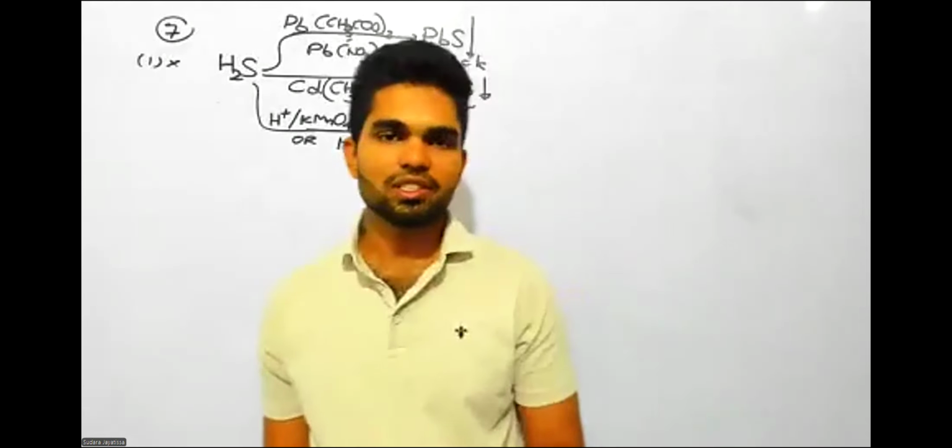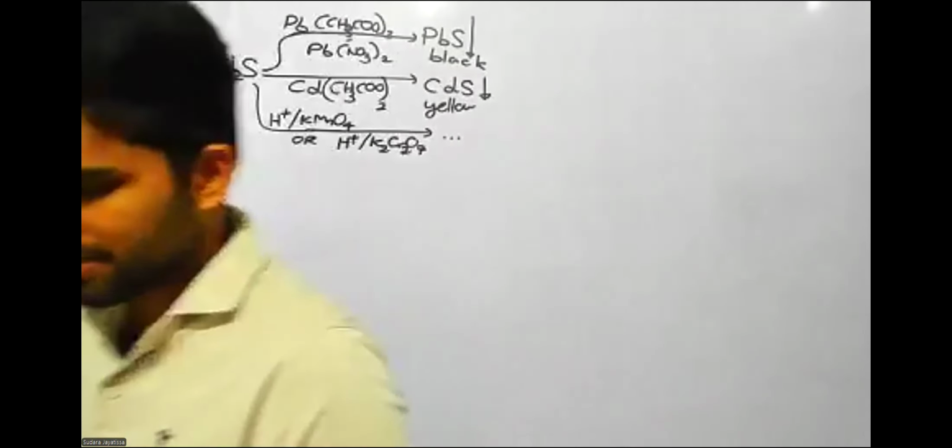Now let's go to the next one. We are seeking the correct statement. The second statement says silver iodide dissolves in conc. ammonium hydroxide to give a colorless solution. That is also wrong.